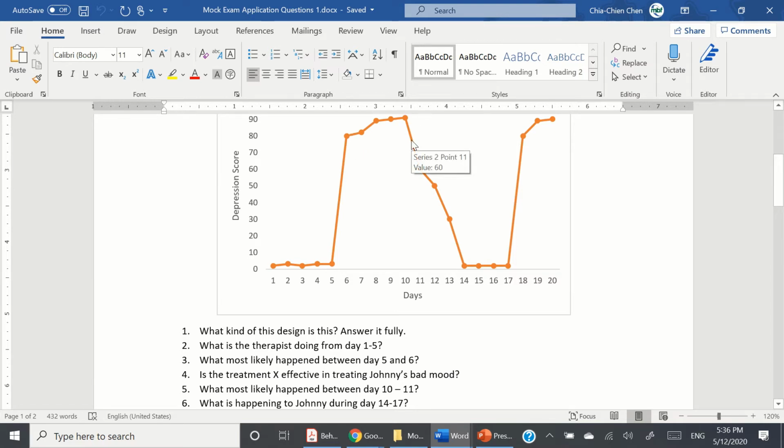Number 5, what most likely happened between day 10 and 11? So where is day 10? Day 10 is here, 11 is here. Okay, so day 10 is basically when the treatment was withdrawn, and this is why you can see that in the absence of the treatment, the depression score went back down.